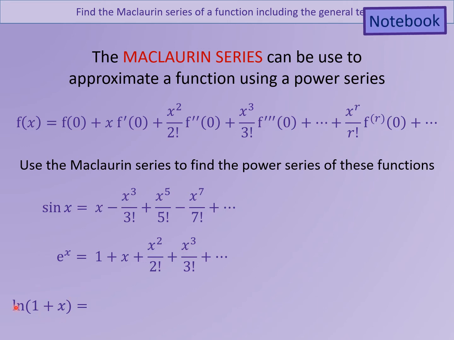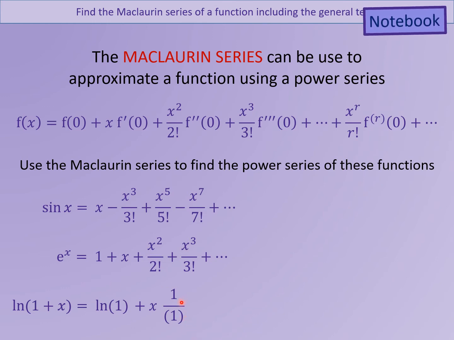We'll talk about why it's not just ln x in a second. So we've got ln of 1 plus x. The first one is just going to be ln 1. The second one is going to be plus the derivative with 0 in there. So 1 over x is the derivative of, so it's going to be 1 over 1 plus x. But when x equals 0, you're going to get 1 over 1.